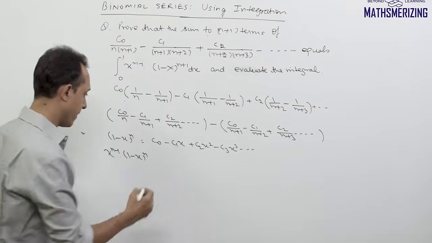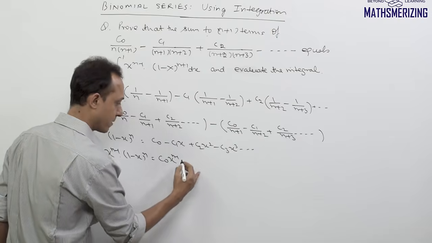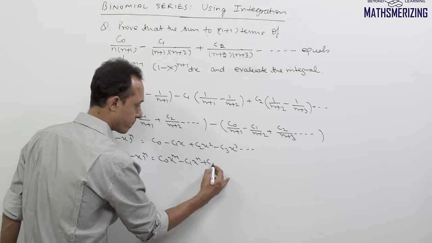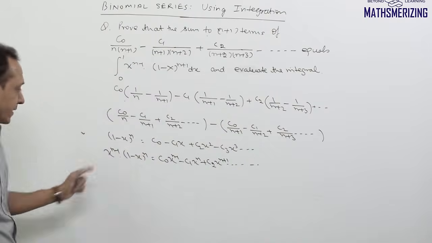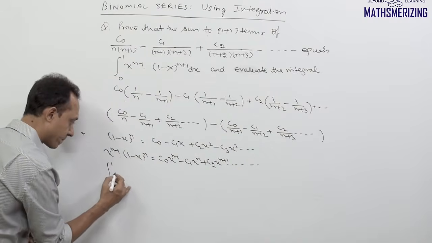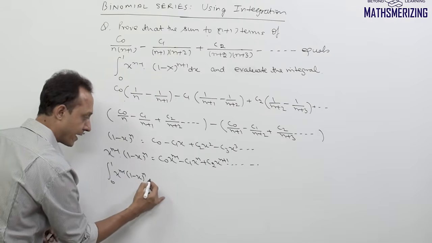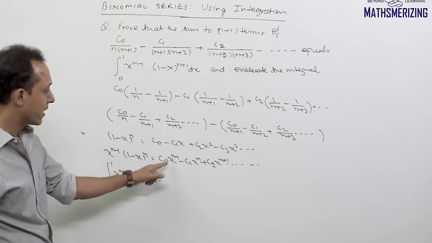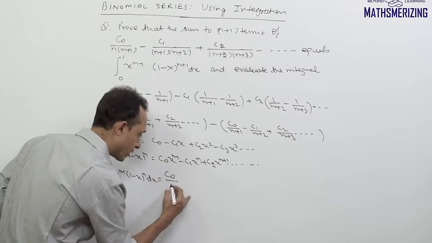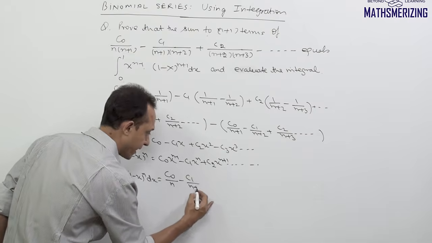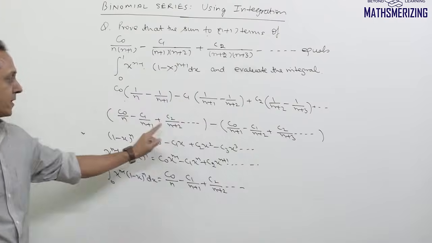So x to the power n minus 1 times (1 minus x) to the power n will be C0 x to the power n minus 1, minus C1 x to the power n, plus C2 x to the power n plus 1. Now I'll integrate from 0 to 1 x to the power n minus 1, (1 minus x) to the power n dx. And if I integrate this, I'll get x to the power n upon n. If I put x as 1, I'll get C0 upon n minus C1 upon n plus 1 plus C2 upon n plus 2, which is my first series.